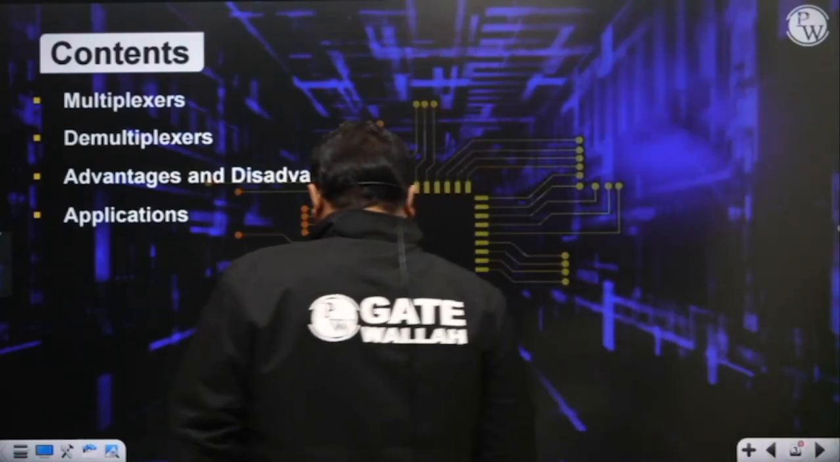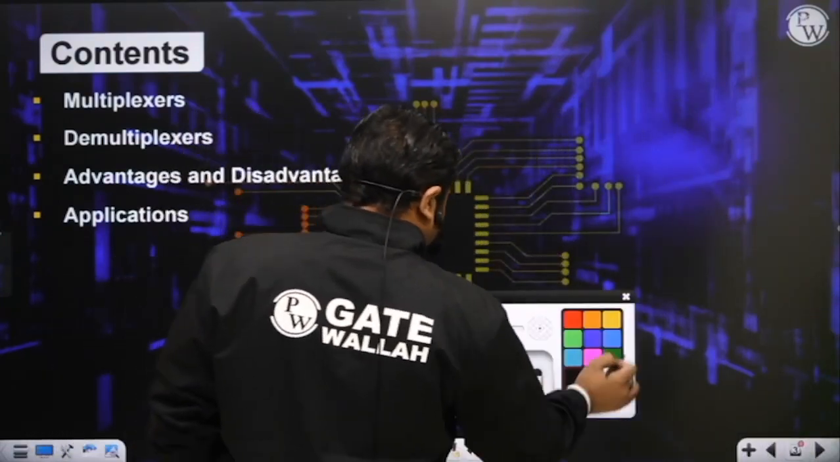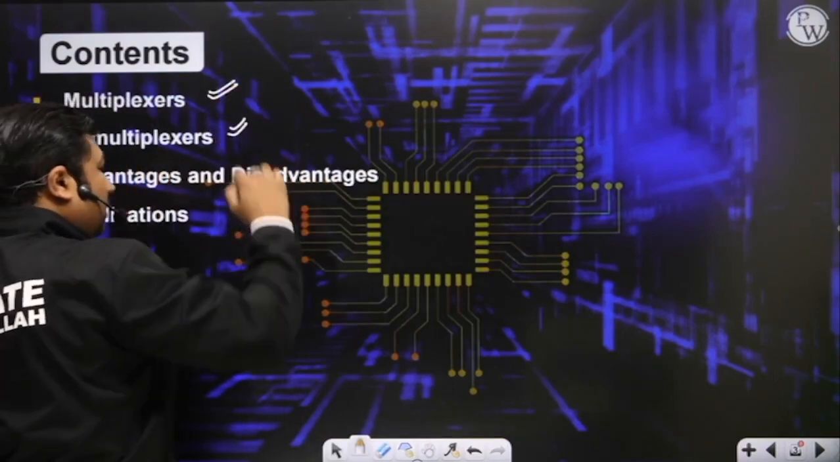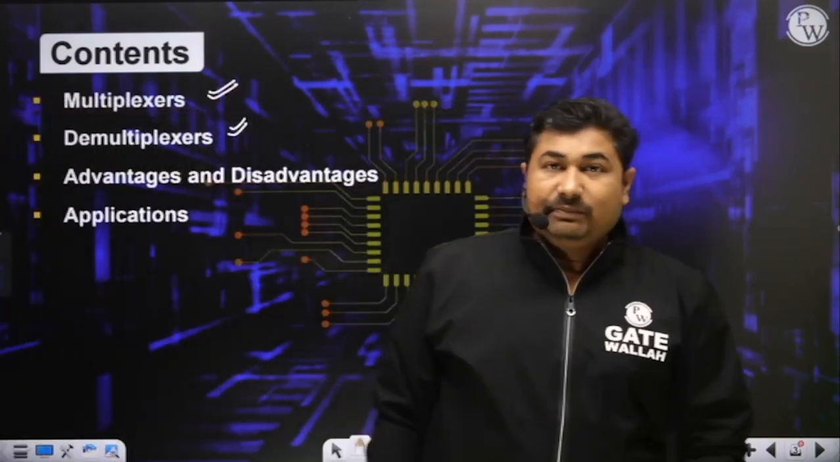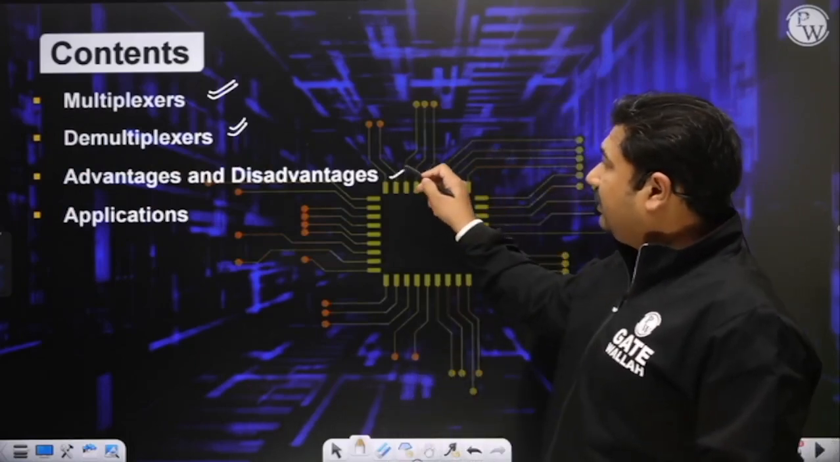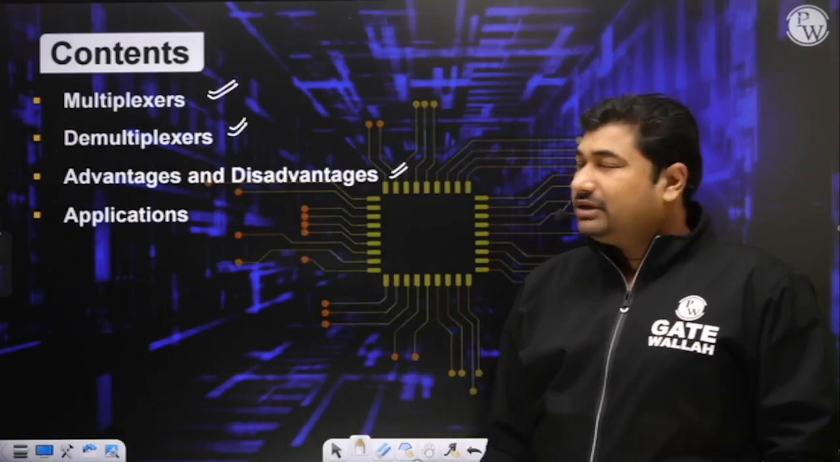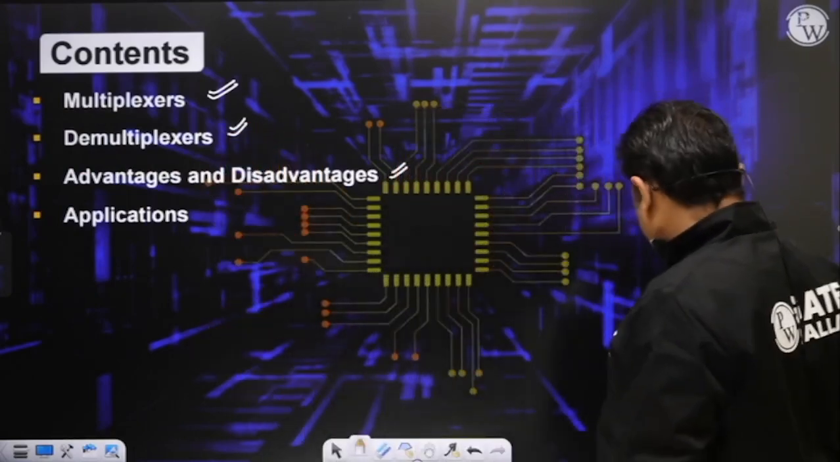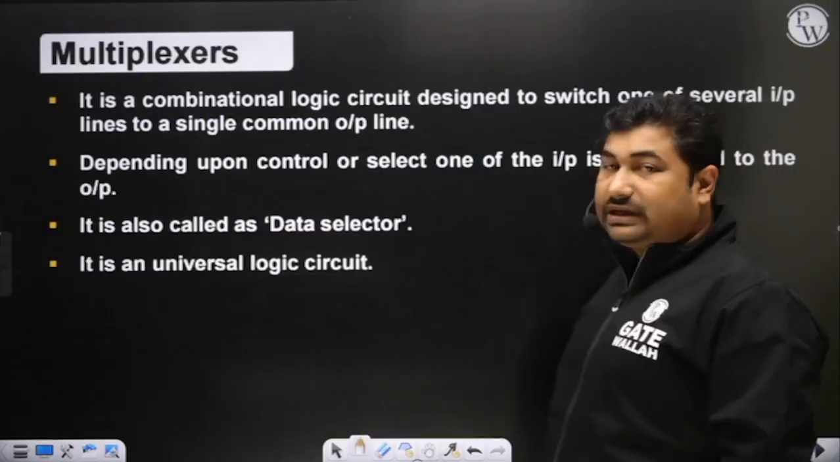Today's lecture covers the multiplexer: how to design a multiplexer, and how to implement a higher order multiplexer by using lower order multiplexers. Then we will talk about the advantages and applications. Later on, we will cover the demultiplexer, its advantages, applications, and how to use the demultiplexer.